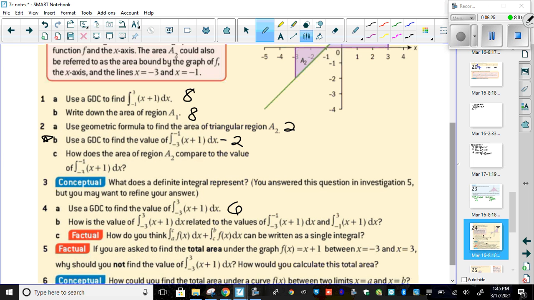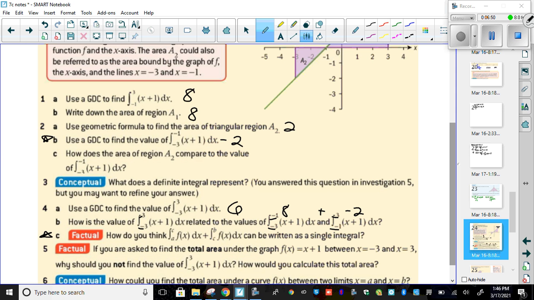So it's the sum of the two individual integrals. So for part B, it's the sum of the two. It's 8 plus -2. The first one goes from -3 to -1. The second integral went from -1 to 3, which therefore gives me from -3 to 3. So that's where 4C comes in.